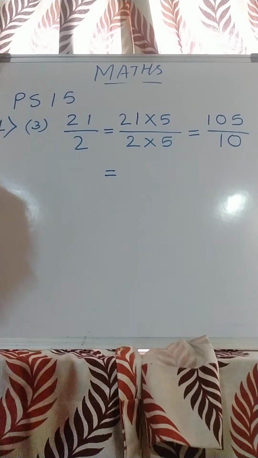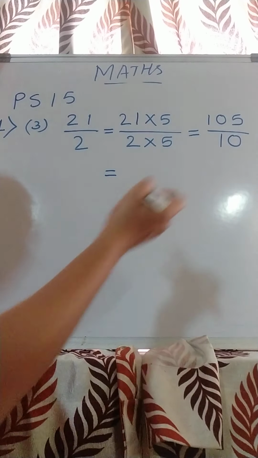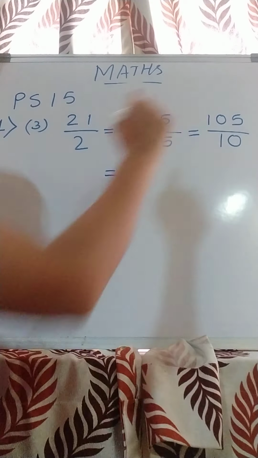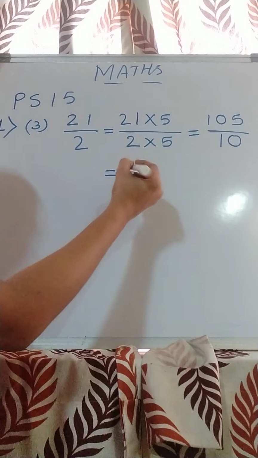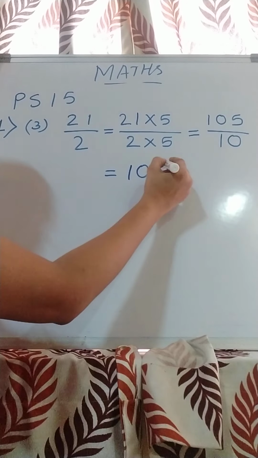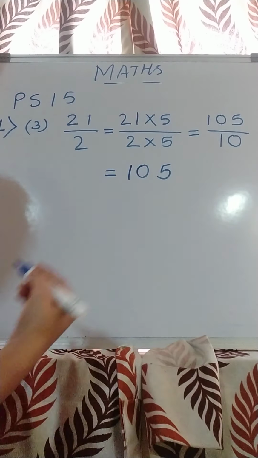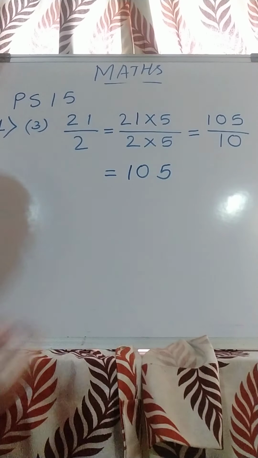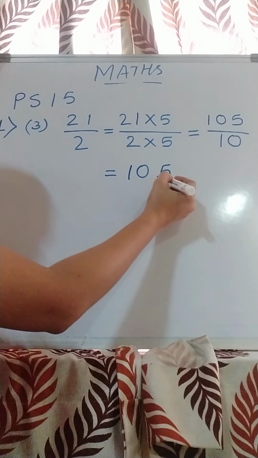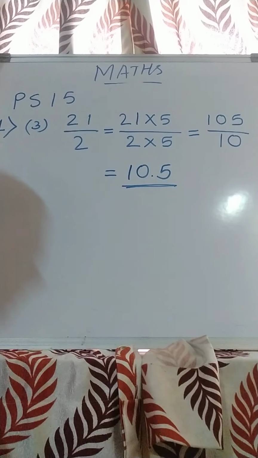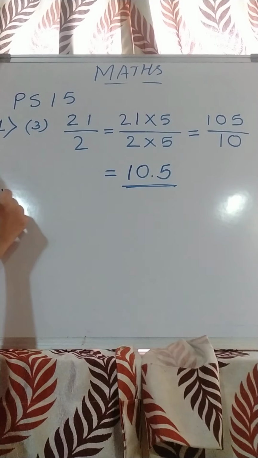Now I have to convert it into decimal fraction. For that, how many zeros on 1? There is only 1 zero. What I told you last time: first you write your numerator completely, then count the digits from the right-hand side according to the zeros. 1 zero is there, so count only one digit and put the decimal point immediately after that. Understand? And your answer will be 10.5.